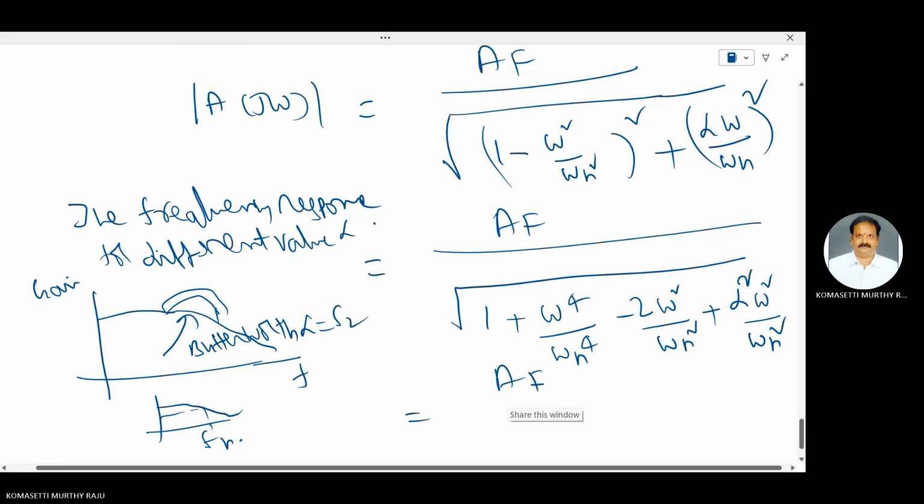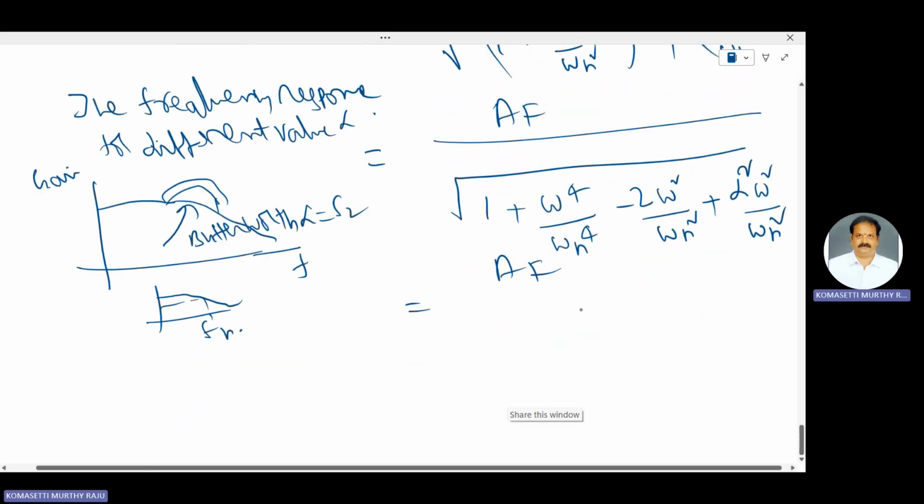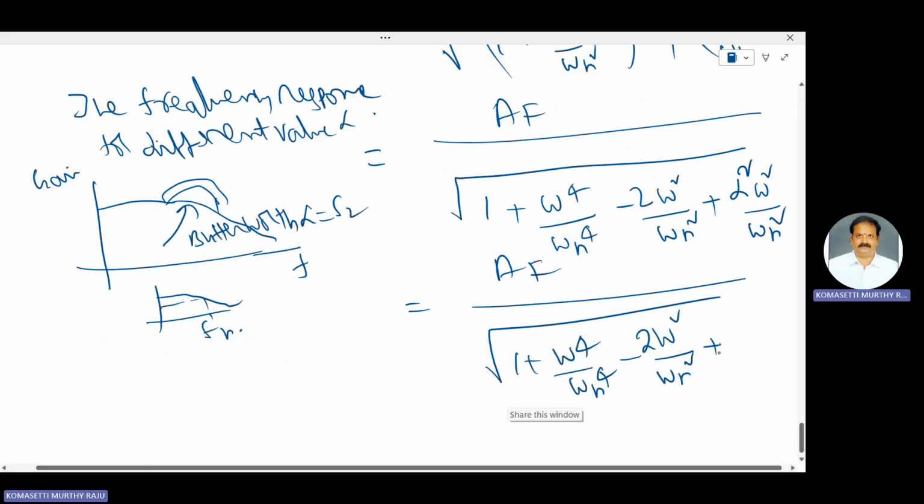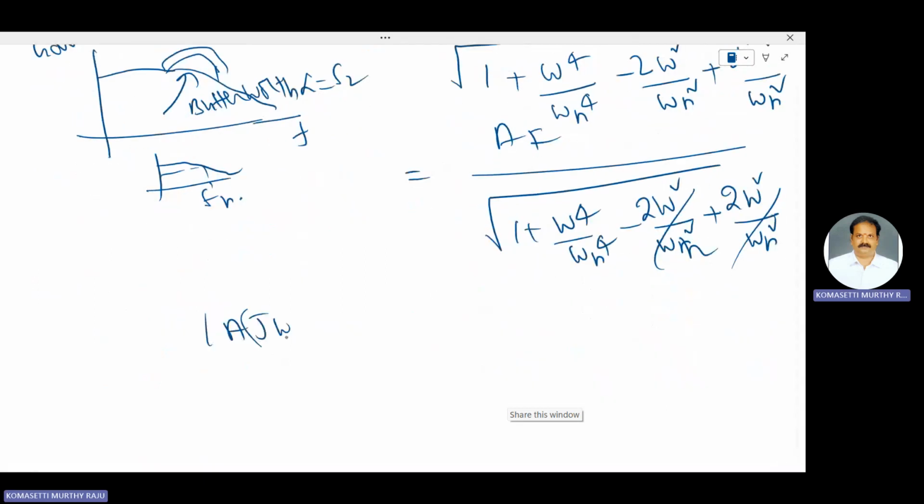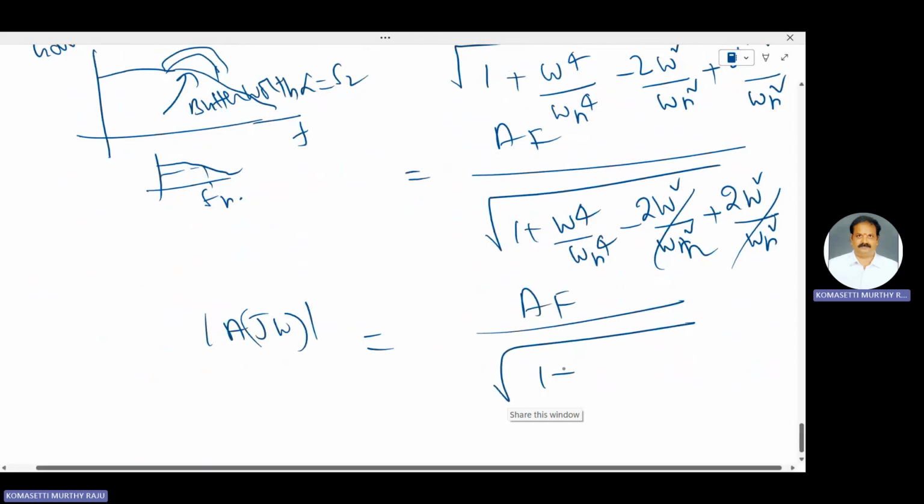Therefore, AF by square root of 1 plus omega power 4 minus 2 omega square by omega H square. Alpha is root 2, that means plus 2 omega square by omega H square. These two are cancelled. Therefore, magnitude of A of j omega, mod AF, is AF by square root of 1 plus omega by omega H whole power 4.